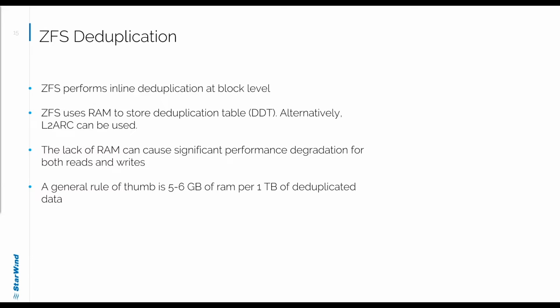Now, because the DDT must store the hash of each unique block, it consumes quite a large amount of memory. There is a general rule of thumb, which is approximately 5 or 6 GB of RAM per 1 terabyte of deduplicated data. In situations where it is not practical to have such huge amounts of RAM to keep the entire DDT in memory, performance will suffer greatly as the DDT must be read from the disk before each new block is written.